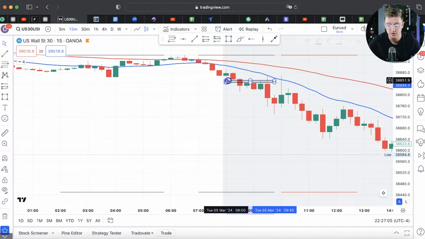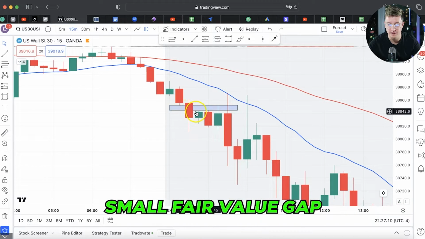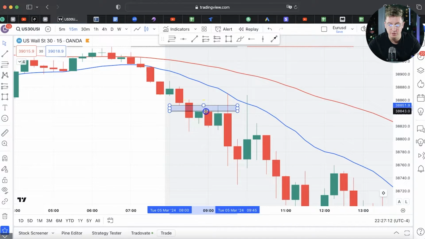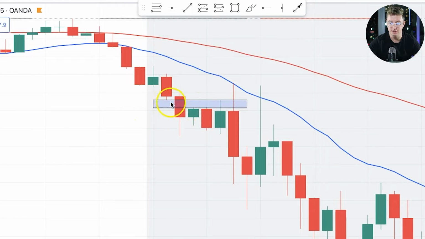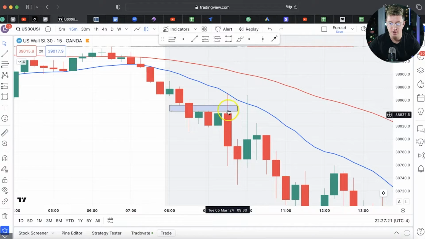When I stretch this out a little, boom. And usually I don't like to enter on these small fair value gaps. I like it to be a little bit chunkier. But ideally, this is a fair value gap right here. Price comes down to form a lower low, lower high. Within that lower high, we have our fair value gap. Price hits the 20 EMA, and boom, we could be a seller right at this fair value gap.